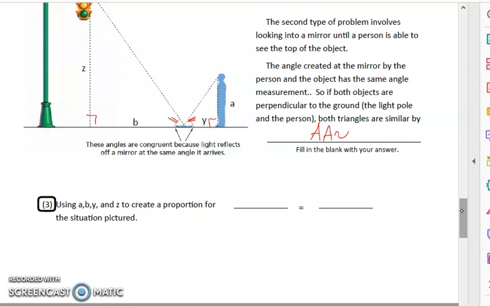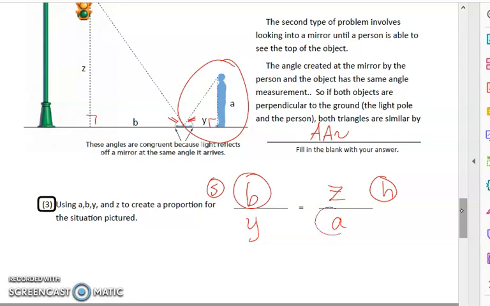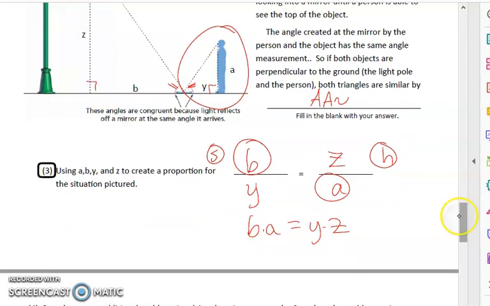All right, so I generally am going to compare them by shadow and height. If I choose A and Y being the shadows, and pair up Z and A, which are heights, the B and Y are the shadows, and if I cross multiply, I'll get B times A is equal to Y times Z. So if your proportion is set differently, as long as you have B times A equals Y times Z, your ratio will work.